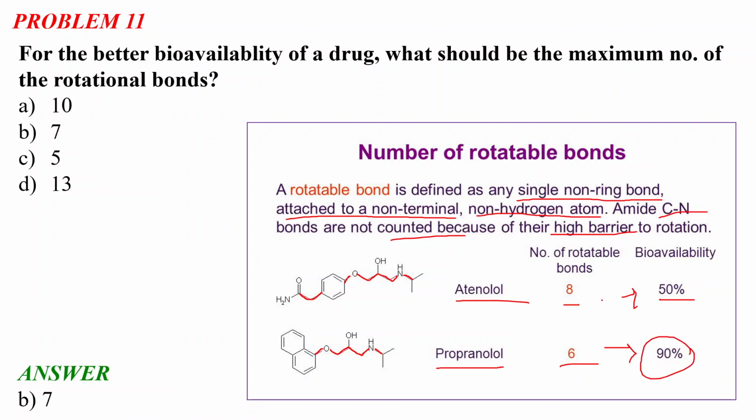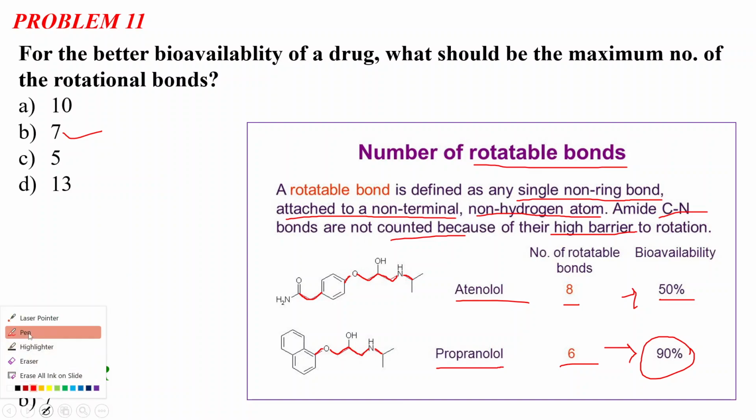Okay. So, as you can see the maximum number is 7. The 6 is below 7, so this drug has better bioavailability, and when the number of rotatable bonds is greater than 7, the bioavailability decreases drastically towards 50%. The number of rotatable bonds is a very important aspect for drug bioavailability, so remember this and this example also. So, I think it is clear, and I will now move to our next problem.